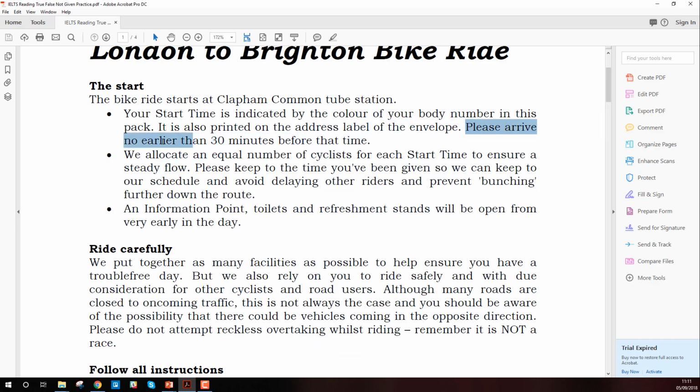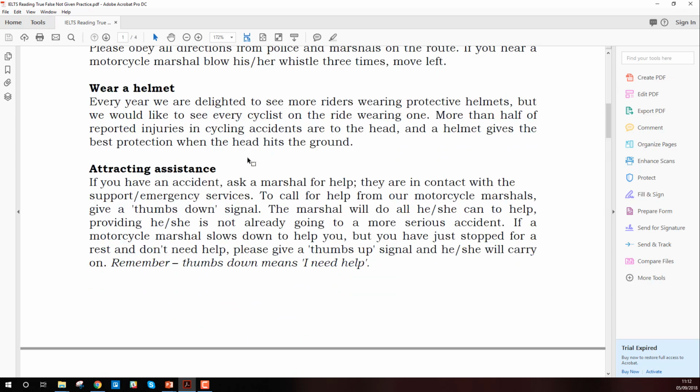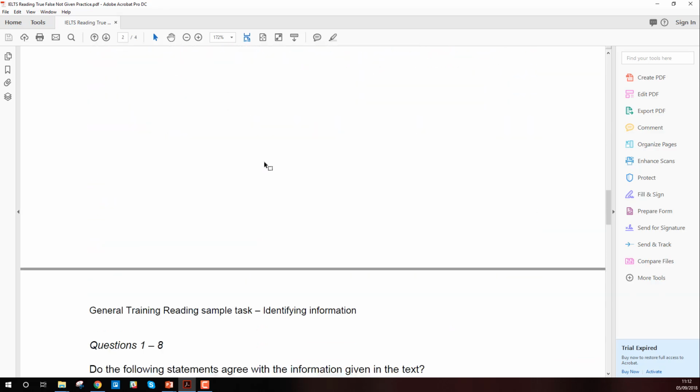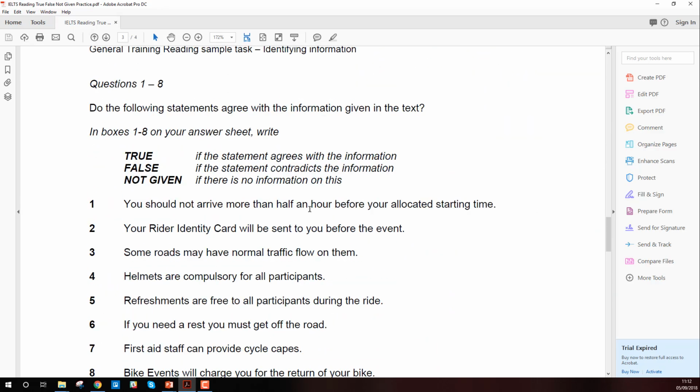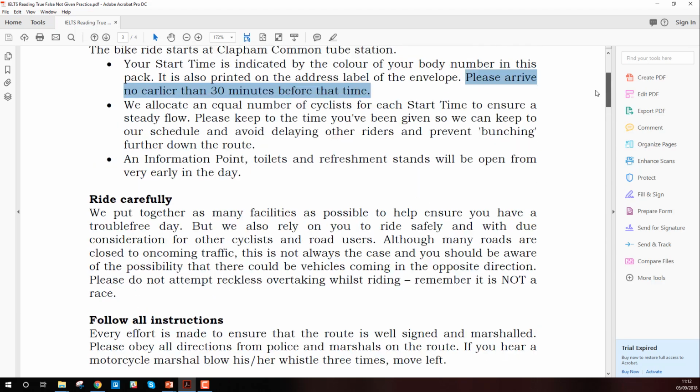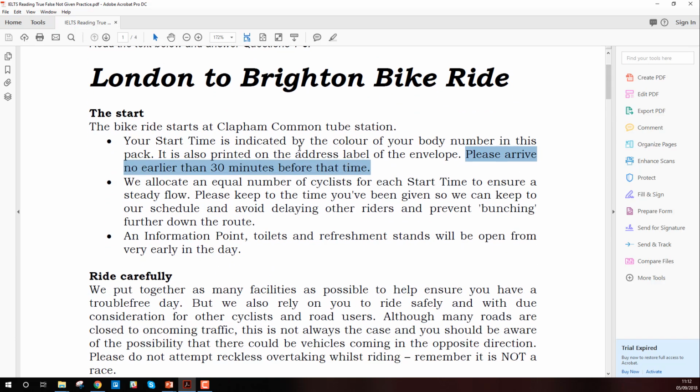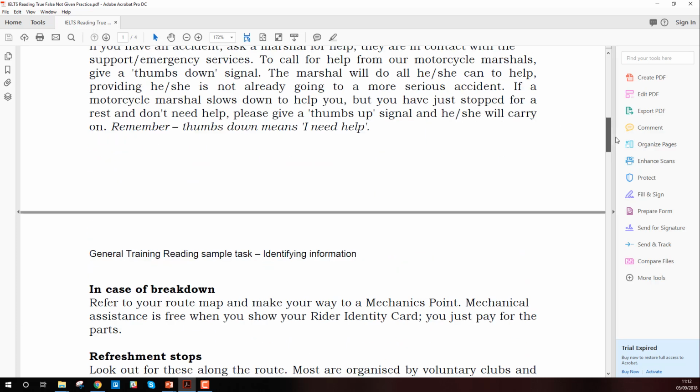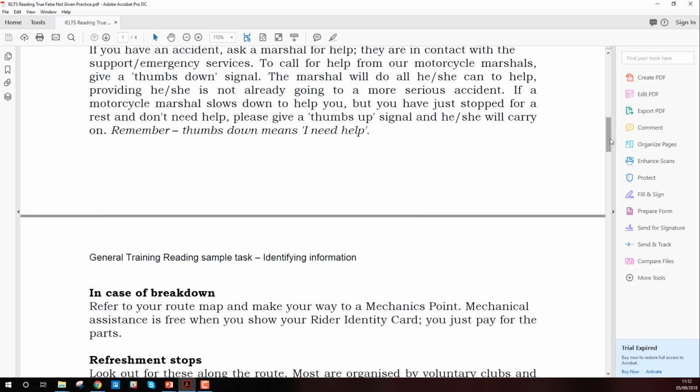Please arrive no earlier than 30 minutes before your start time. So I'm pretty sure this is true, but let's have a look again. You should not arrive more than half an hour before your allocated starting time. This is true, okay? It totally agrees with what is in here. So I'm going to write that down. That's true. Okay, good.